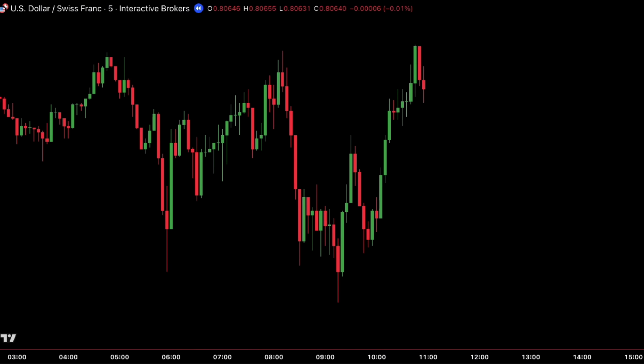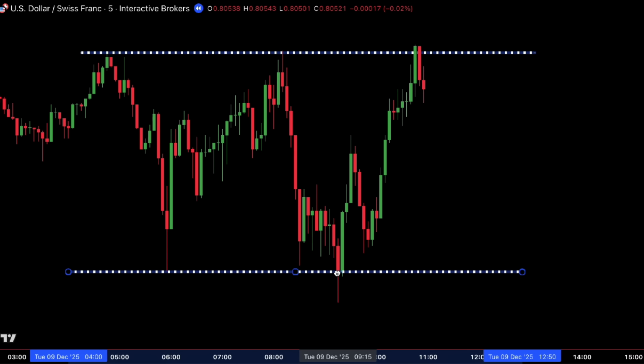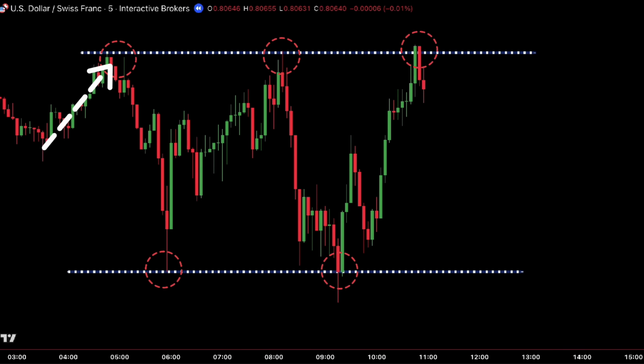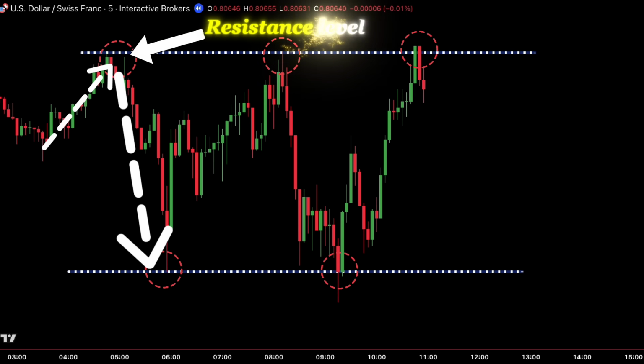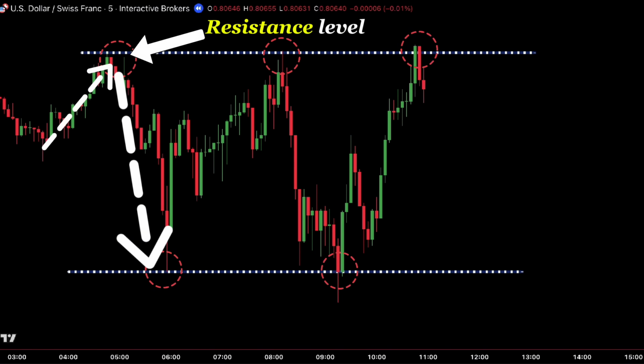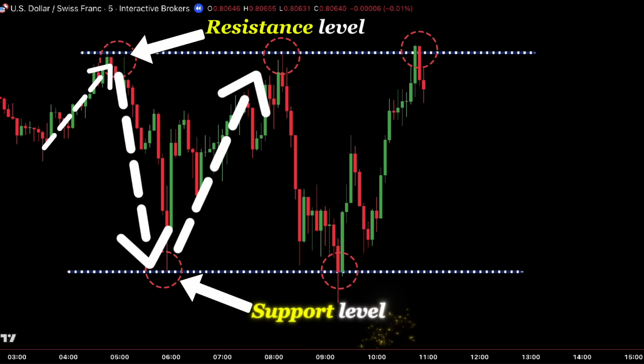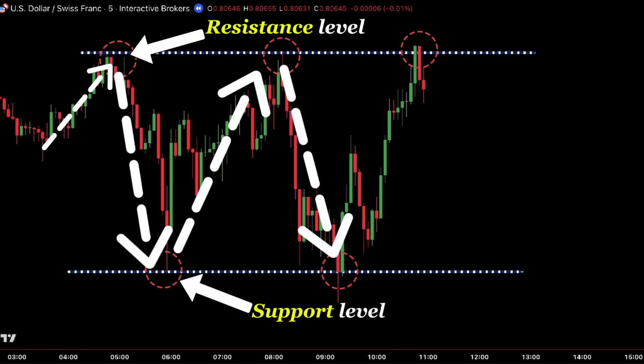Now let's dive in. Here we're looking at the US dollar against the Swiss franc on the 5-minute time frame. As you can see, the market is moving in a range. Price reaches this level and reverses, forming a resistance level. Later, price drops, reverses again, and forms a support level. When the market comes back to the resistance, it gets rejected once more, confirming that this resistance level is valid.